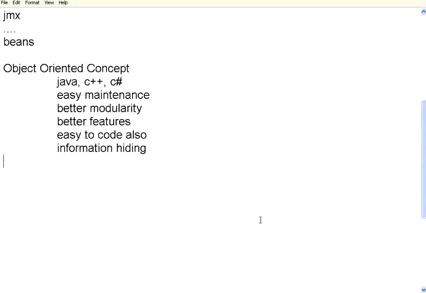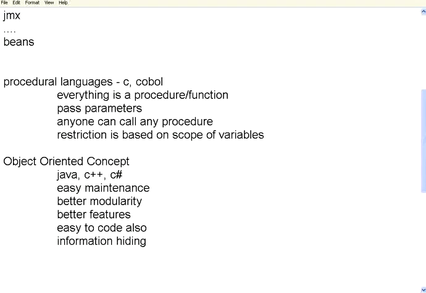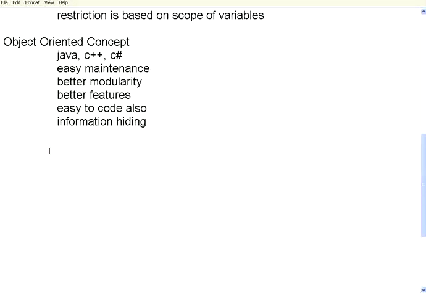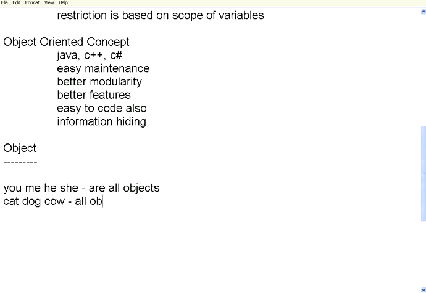Okay, let us start with the key concepts of object-oriented languages. The first thing is called object. So what do we mean by object? I'm an object. A chair is an object. You, me, he, she are all objects. At the same time, cat, dog, cow, all objects. Apart from that, non-living things like chair, pen, table, all objects.